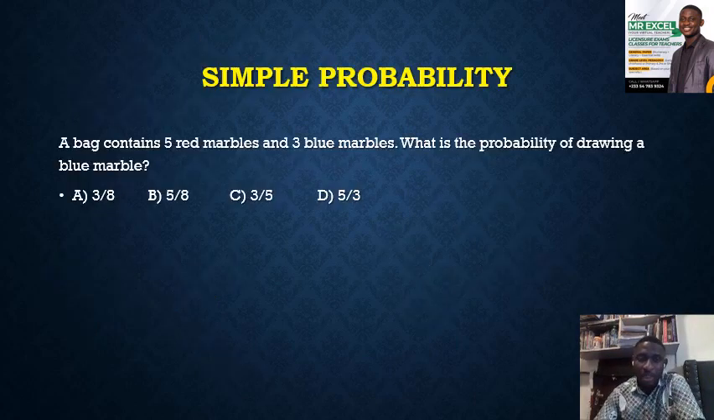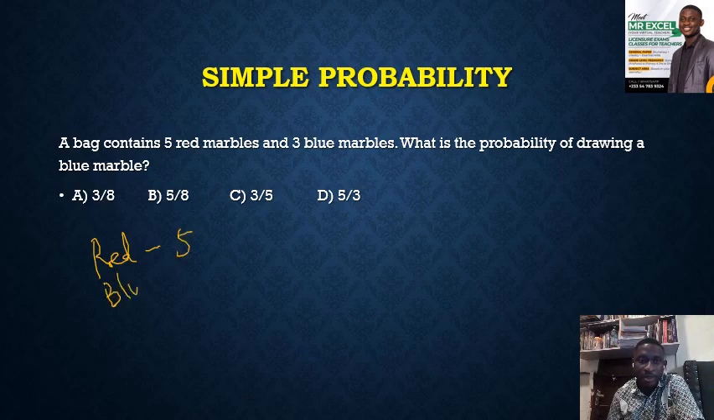Now, here are a few more questions for you to try. This says that a bag contains 5 red marbles. So the red we have is 5. Then it also has 3 blue marbles. What is the probability of drawing a blue marble? So if you are to dig your hand into the bag and pick a marble, what is the probability that you pick a blue marble?